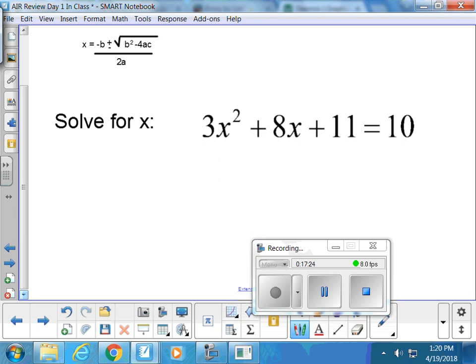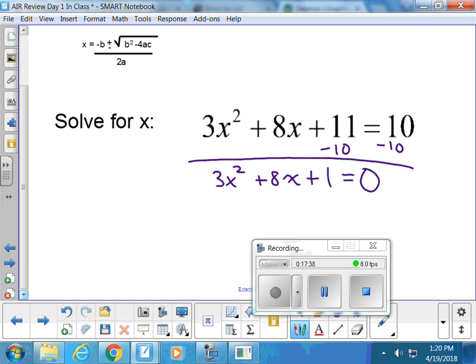We have to be set equal to 0 before we can sing our song and do our A, B, and C. So we're going to move our 10 over. You've got 3x squared, positive 8x, and positive 1. And then we're ready to identify that A is 3, B is 8, and C is 1.